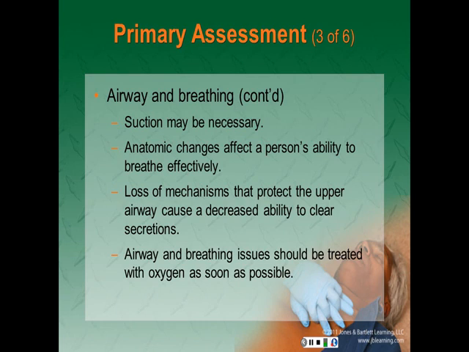Anatomic changes also affect a person's ability to breathe effectively, and these include things like increased chest wall stiffness, brittle bones, weakening of the airway musculature, and decreasing muscle mass. Loss of mechanisms to protect the upper airway, such as cough and gag reflexes, can cause a decreased ability to clear secretions. A decrease in the number of cilia that line the bronchial tree results in the inability of the patient to remove material from the lung, which can cause infection. In some patients, the alveoli are damaged, and a lack of elasticity results in a decreased ability to exchange oxygen and carbon dioxide. Airway and breathing issues should be treated with oxygen as soon as possible.